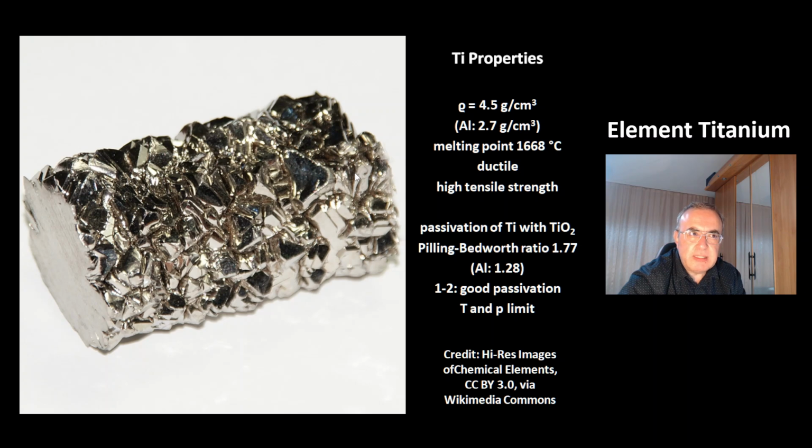With titanium, you can get a passivation with titanium dioxide. There's a number called Pilling-Bedworth ratio. That's the volume ratio of the oxide to the metal. And for titanium, this number is 1.77. For comparison, aluminium is 1.28. You can check my aluminium video if you are interested in how this works.